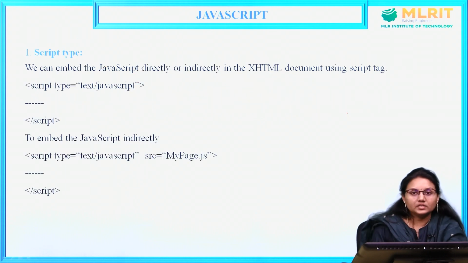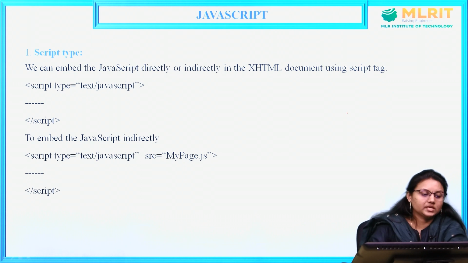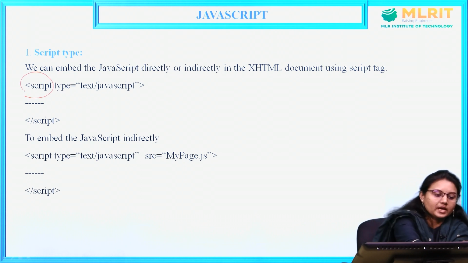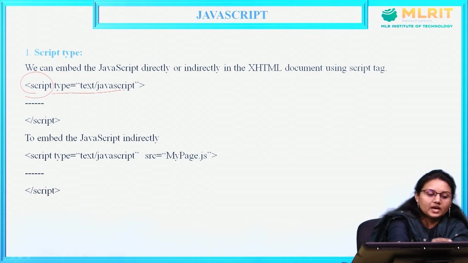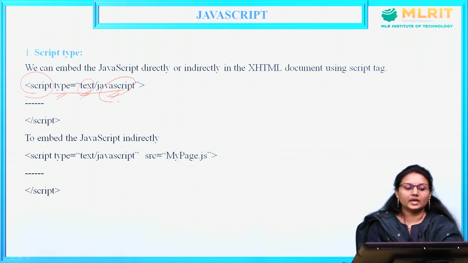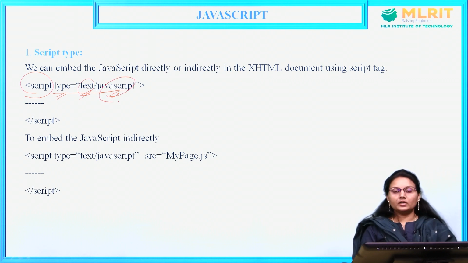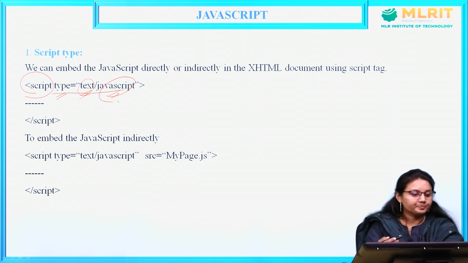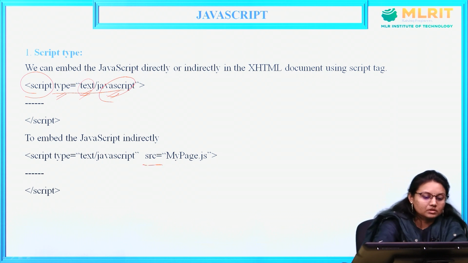How do you write or start your scripting? In the last session on DOM, we used scripting. You write JavaScript using a script tag. The script tag has a type attribute, with the value text/javascript. The request or response can be of type text or of type JavaScript. A source attribute is also given.